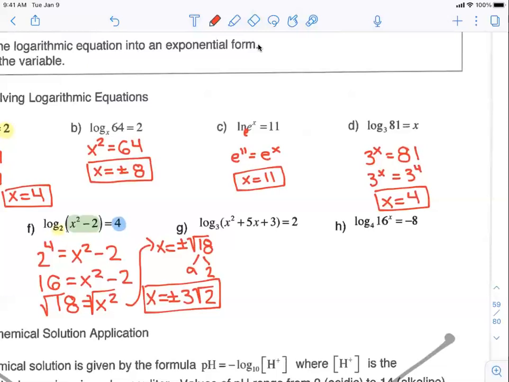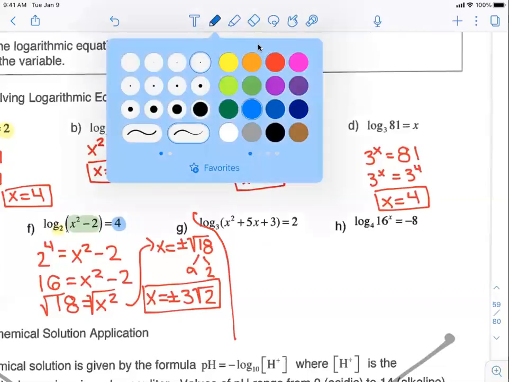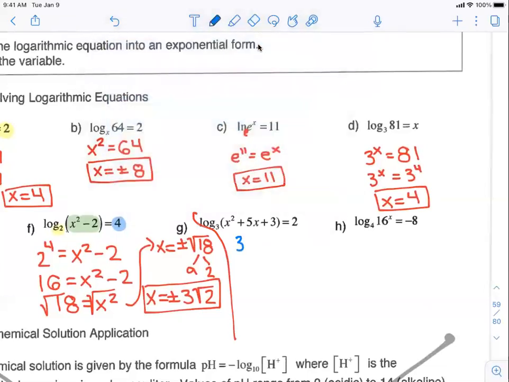I'm going to go ahead and say stop. I'm going to have you try one more. All right, let's take a look. So for this one, same thing. You're going to go ahead and convert it. I'm going to change colors so it just doesn't get messed up with my other one. So 3 squared equals x squared plus 5x plus 3, which is 9.